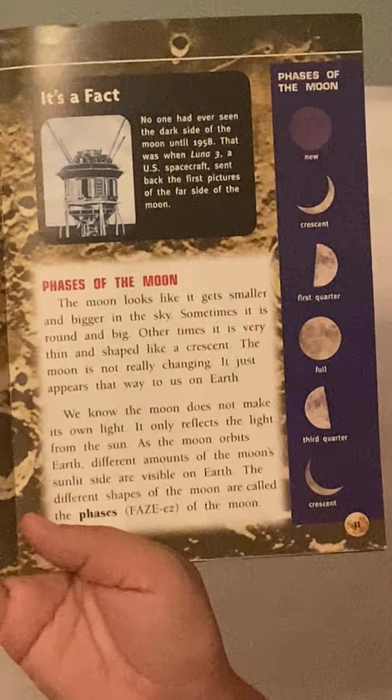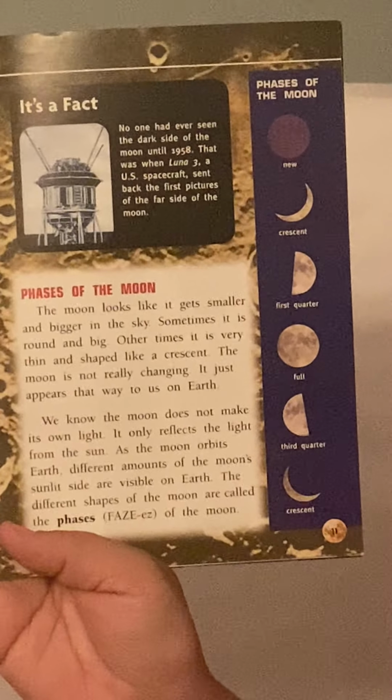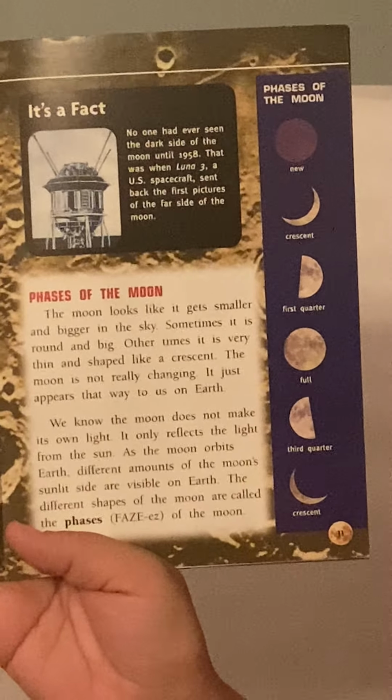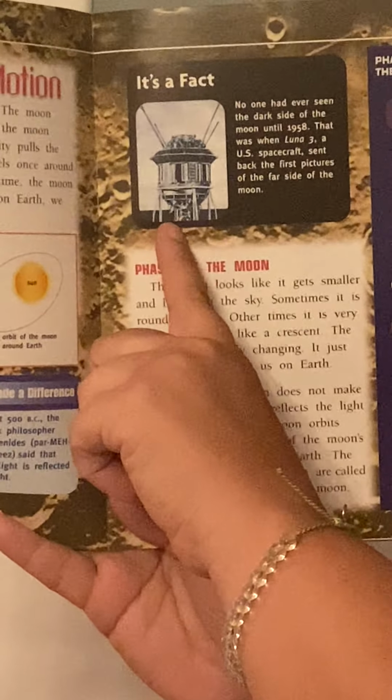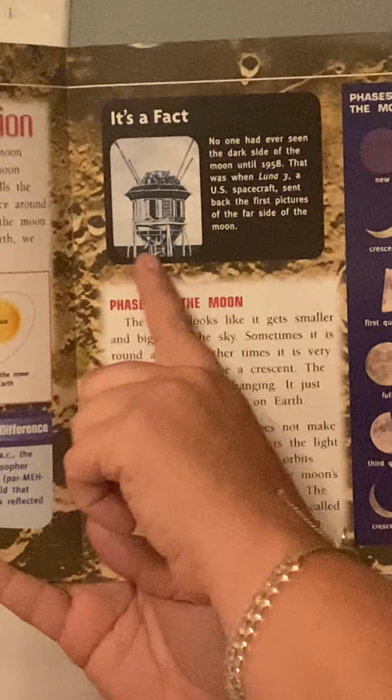It's a fact. No one had ever seen the dark side of the moon until 1958. That was when Luna 3, a U.S. spacecraft, sent back the first pictures of the far side of the moon. And that is actually what's in that picture right there. So if you look at that and think about our spacecraft today, it has really come a long way.